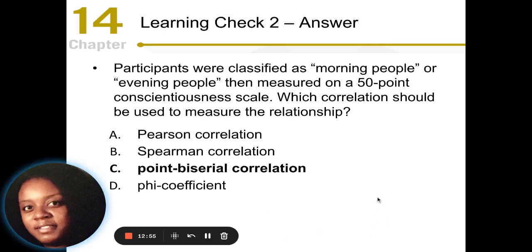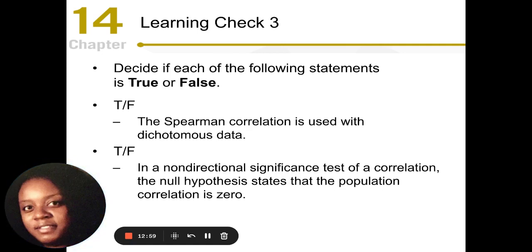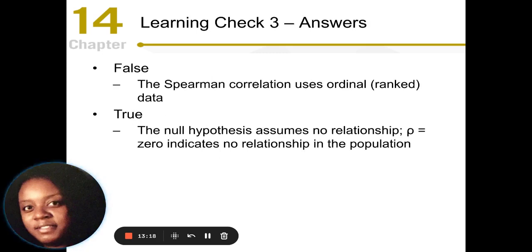And the correct answer would be C, the point-biserial correlation. And let's try a couple of true-false. The Spearman correlation is used with dichotomous data. And in a non-directional significance test of correlation, the null hypothesis states that the population correlation is 0. Take a few moments to think about those correct answers. And we have false and true.